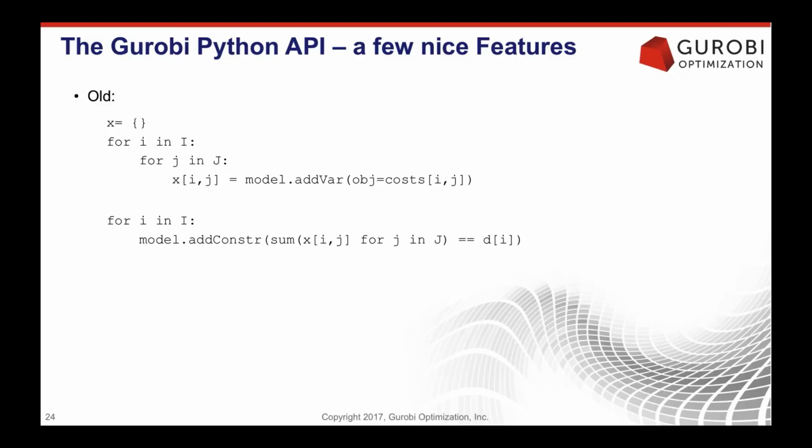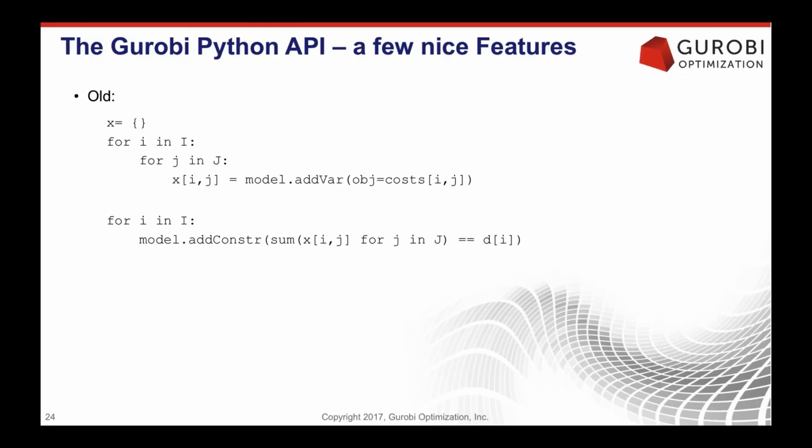So here we have a variable x that has 2 indices, i and j, and we build that variable in the following way. We construct an empty dictionary, then we have 2 for loops over the 2 index sets, i and j, and then we add a variable for each x, i, j. And this variable here is a continuous variable, and it has objective coefficients, which are stored in the dictionary costs. So we do it that way.